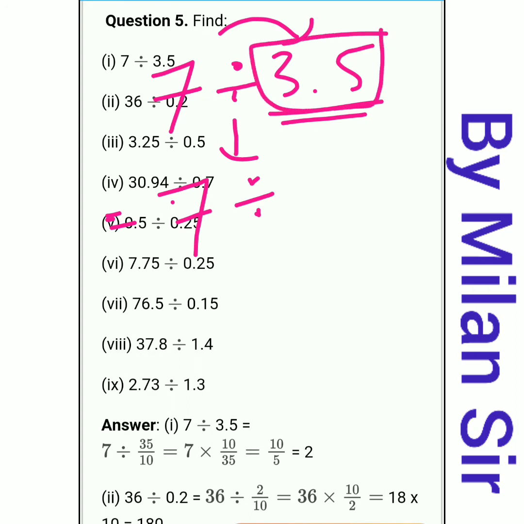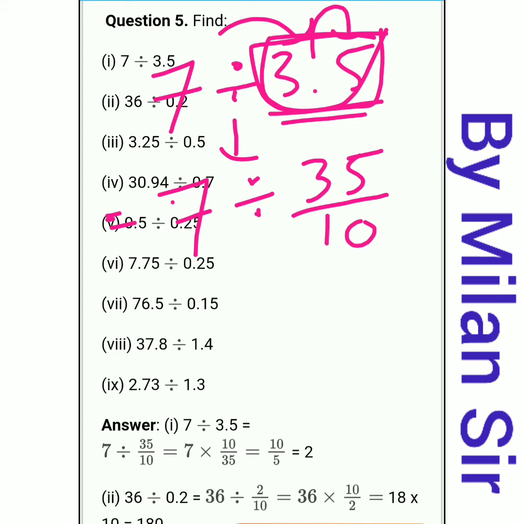First of all, ignore the decimal point, so 35. After the decimal point we have one digit, so in the denominator we need to put 10. It means 10; 1 we always write before the 0. So 7 divided by 35 over 10. First of all we converted this decimal number into a fraction.